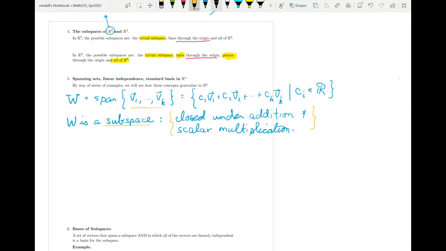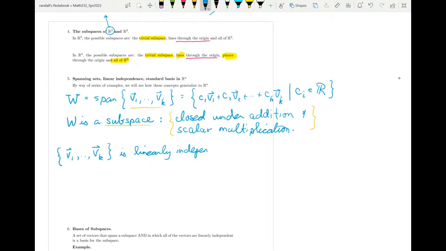Now, linear independence again. So let's start with that same set of vectors again in Rn. Let's take k of them. Remember, k can be anything at the moment. Is linearly independent, and it's the same definition as before.